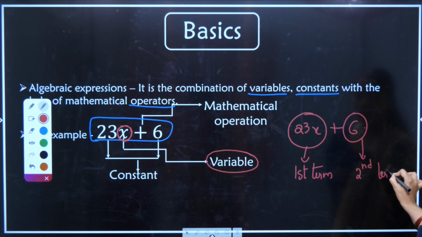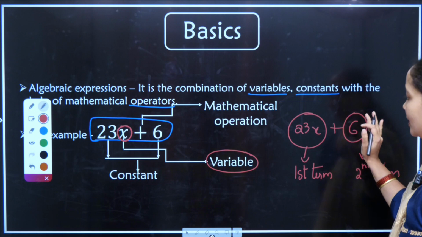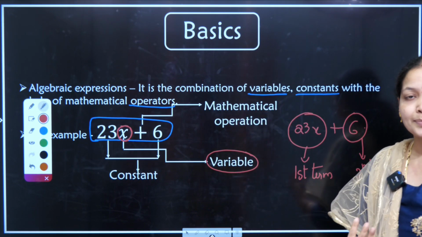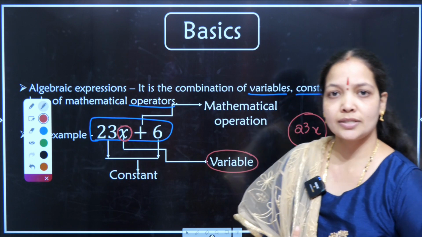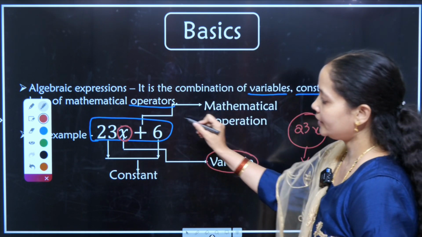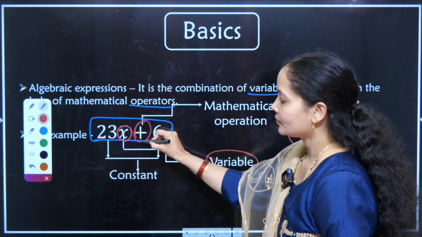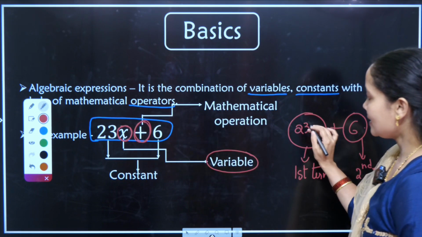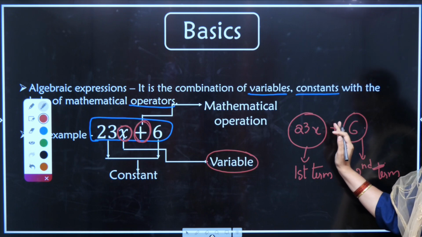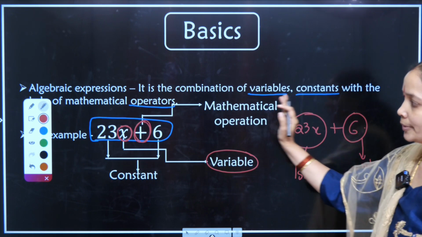So when I have two terms, there should be a link between the first term and second term, and that can be done using an operator. So there are four types of operators in maths. One is addition, subtraction, multiplication, division. So in this equation, the operator that is being used is addition. So 23x is linked to 6 using an addition operator. So this addition goes for the operator.